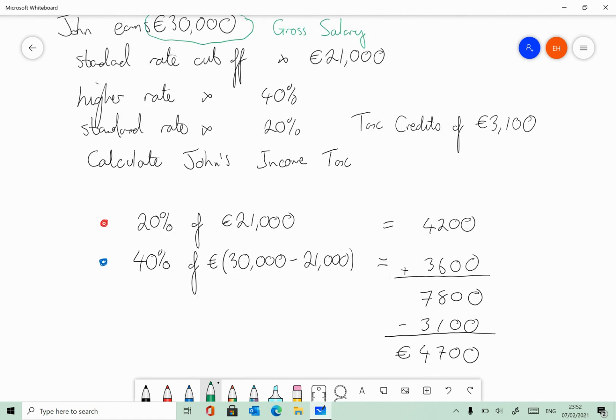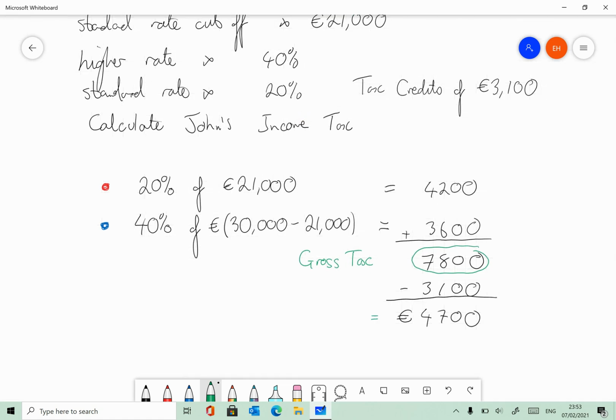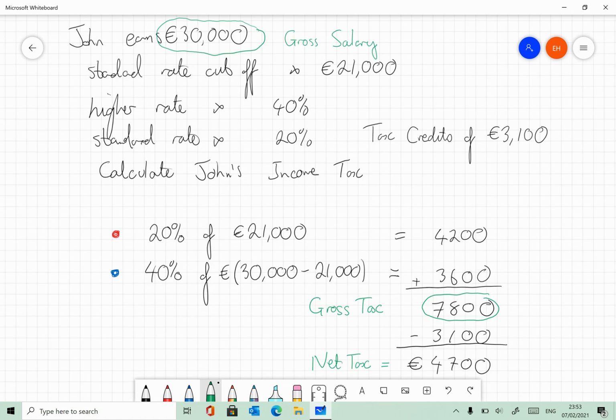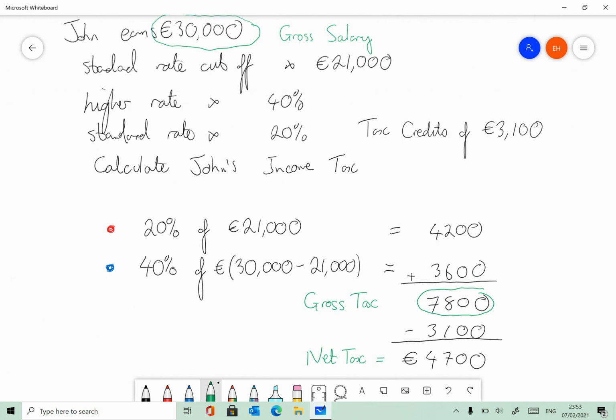Now, this figure here, if you remember, that was the amount of tax that he could have ended up paying before it was reduced. So we would call that his gross tax. And when we reduce his tax by his tax credits, we call this thing here his net tax. So John's net tax was 4,700 euro. That's the standard sort of question there, guys.